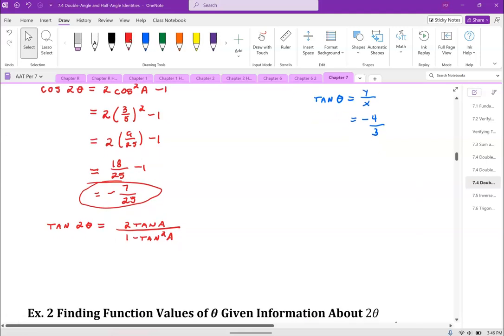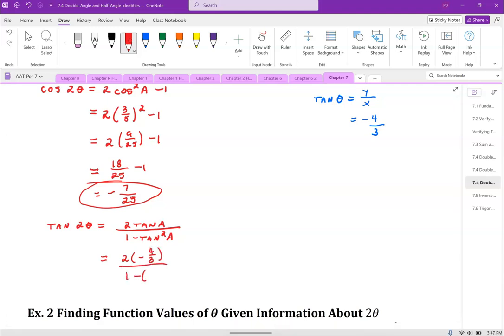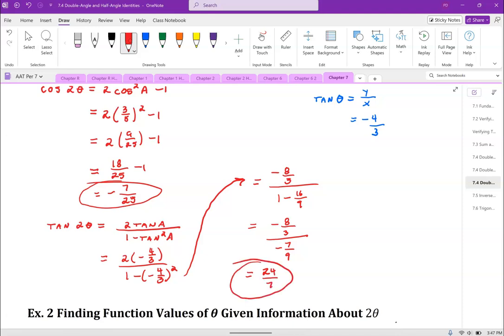So we come back down, and if tangent is -4/3, this is 2 times -4/3 over 1 minus (-4/3) squared. Running out of room, so I'm going to bring this up here. 2 times -4/3 is really -8/3. This is 1 minus 16/9, which gives me -8/3 over -7/9. I'm not going to go through the whole multiplication; I'm going to trust that you can flip it and reverse it. So 24/7. So there's your tangent double angle.